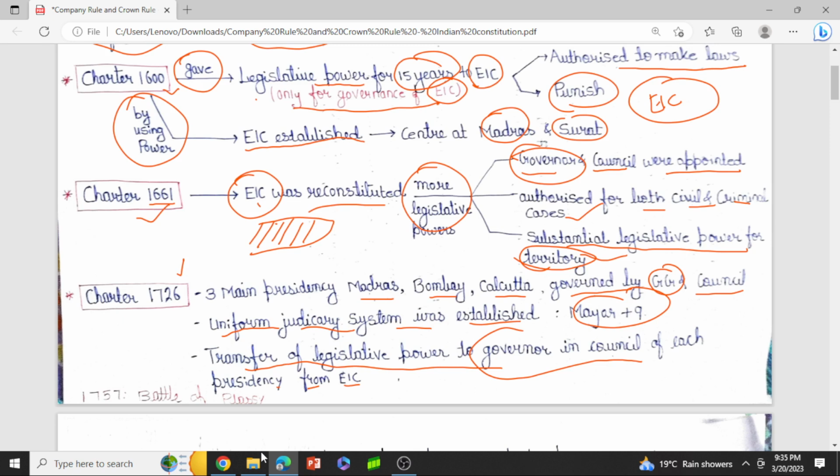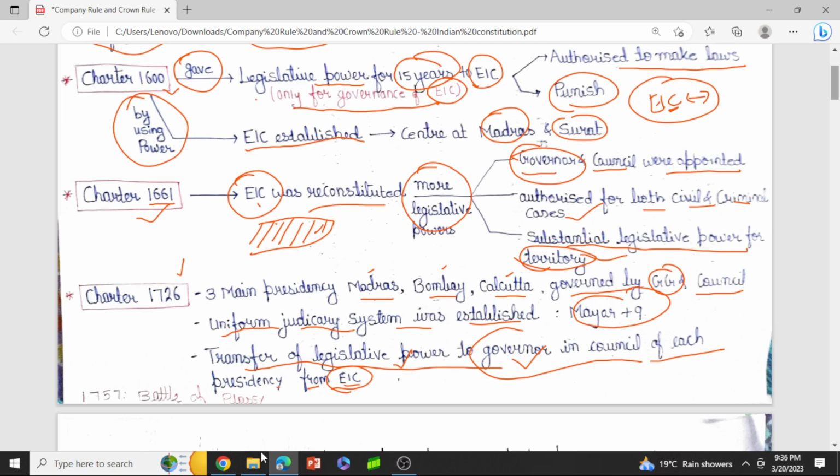Initially it was only the East India Company regulating its own function. Legislative powers were given, then in 1661 they were given certain territory. Then in 1726, the legislative powers were transferred from the East India Company to the governors of Madras, Bombay and Calcutta, each of the presidencies. So this was the initial charter.